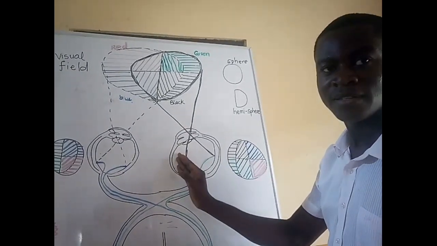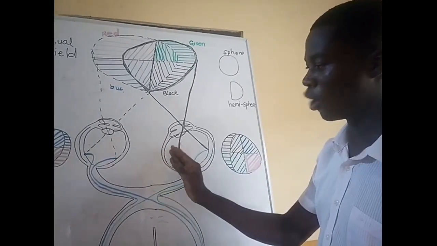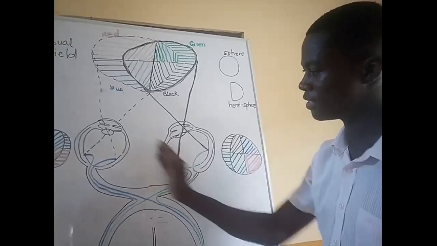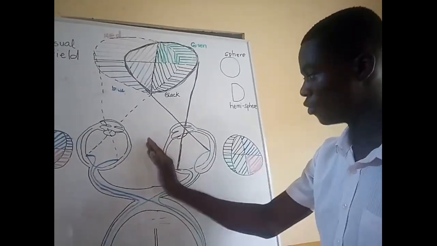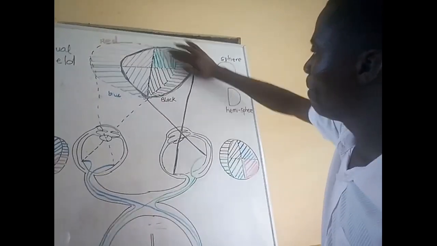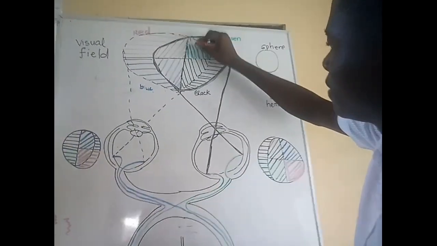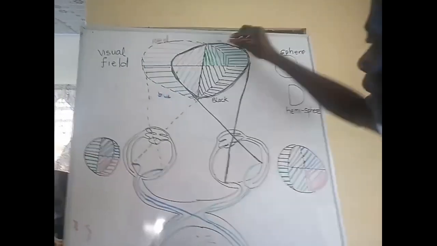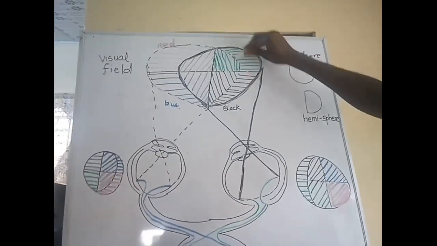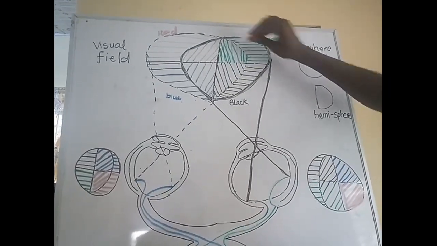Realize that the left side of the retina of the right eyeball, otherwise called the nasal side because this part will be closer to the nose, perceives a peripheral area. So we can see it perceives this area, but then realize that there is a central area and then there is a peripheral area. Let's take note of that.